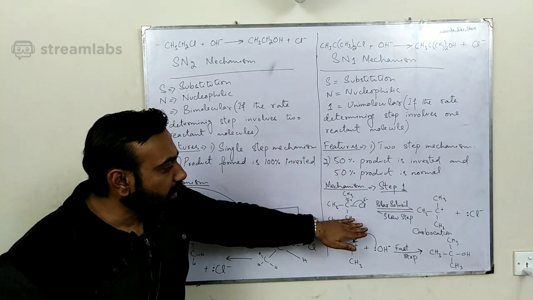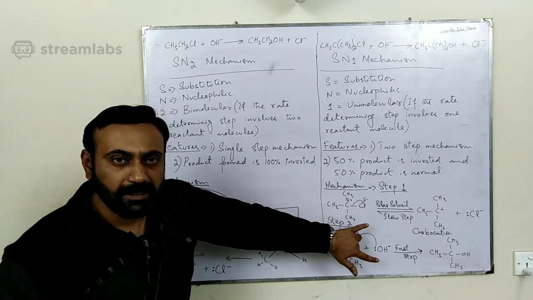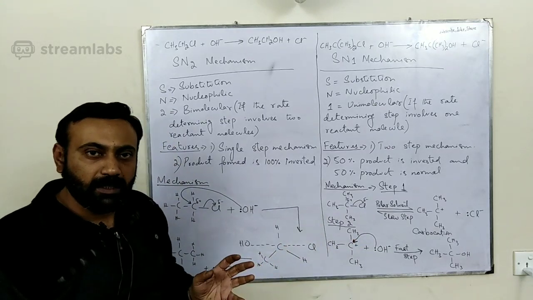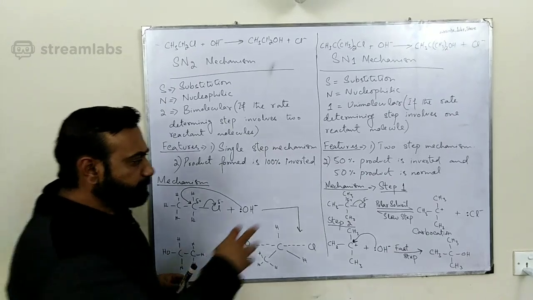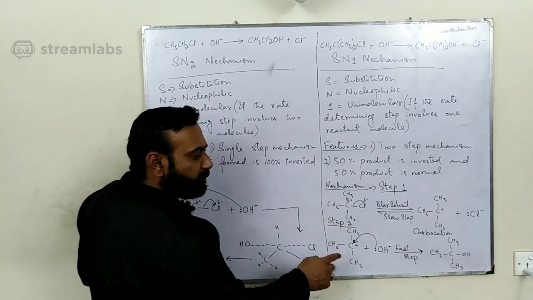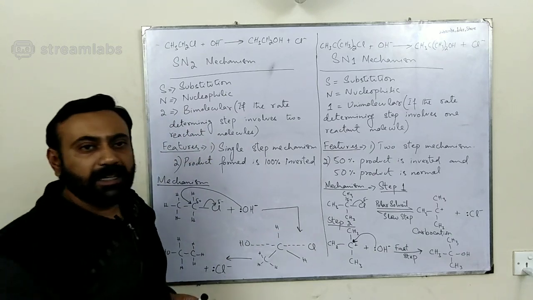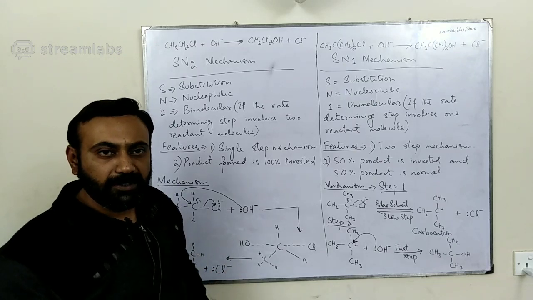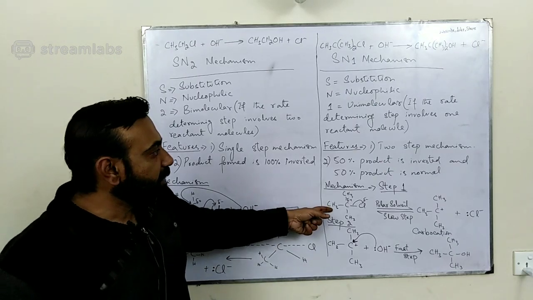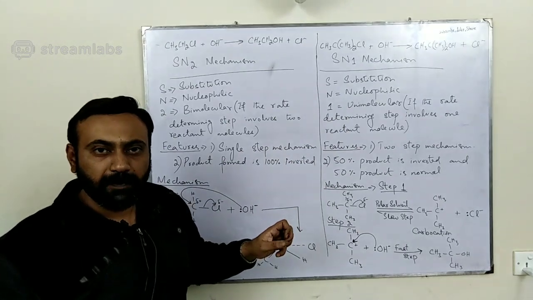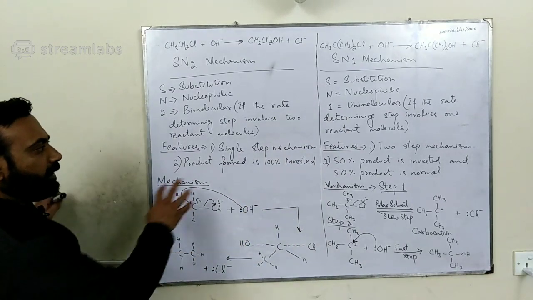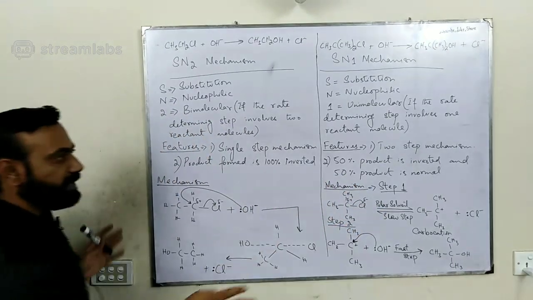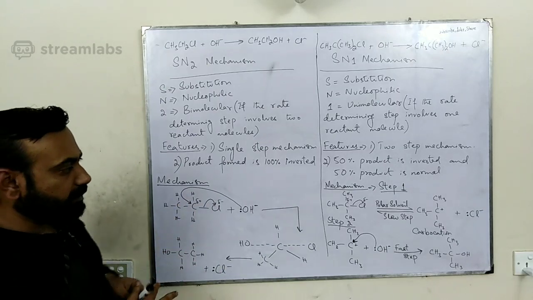And in SN1, there are two steps. One of them is the slower one, step 1. Step 1 is the rate determining step of the SN1 reaction mechanism. And in that step, only one reactant molecule is involved. There are no hydroxide ions in the reactants in step 1. They show up in the second step only. This means it is a unimolecular mechanism. Next, this is a single step mechanism and this is a two-step mechanism. We have seen both single step and two steps.